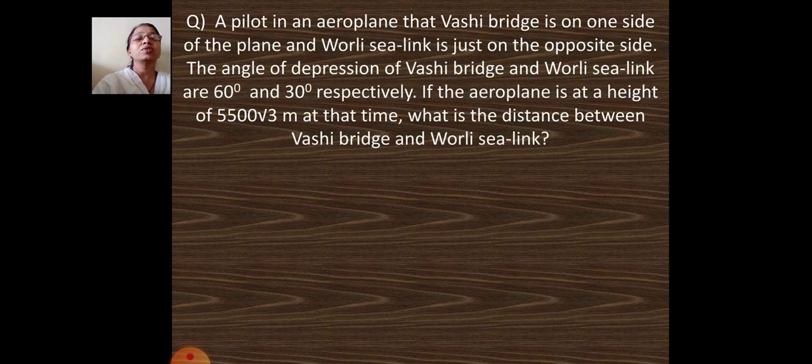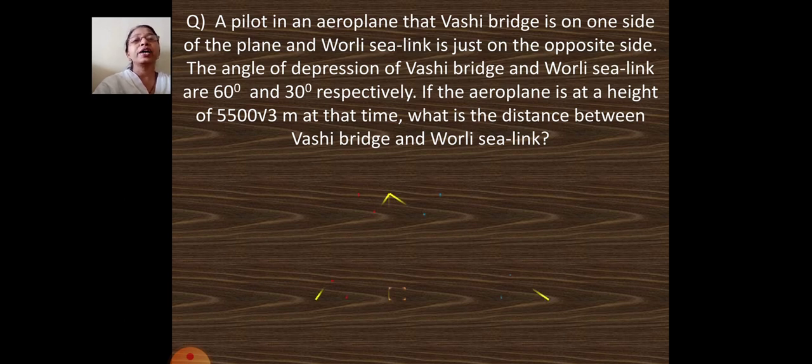Yes, the next question is a 4 marks question. A pilot in an aeroplane observes that Vashi Bridge is on one side of the plane and Worli Sea Link is just on the opposite side. The angles of depression of Vashi Bridge and Worli Sea Link are 60 degrees and 30 degrees respectively. If the aeroplane is at a height of 5500 into root 3 meters at that time, what is the distance between Vashi Bridge and Worli Sea Link?